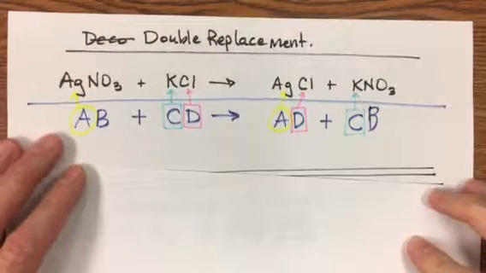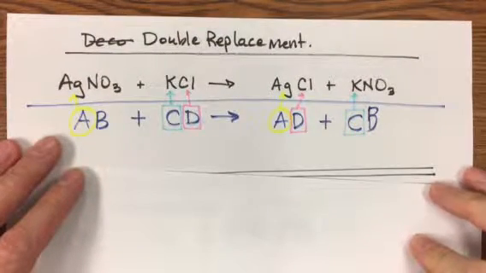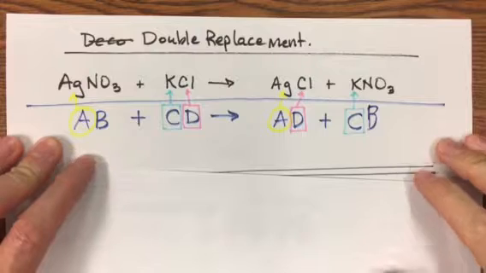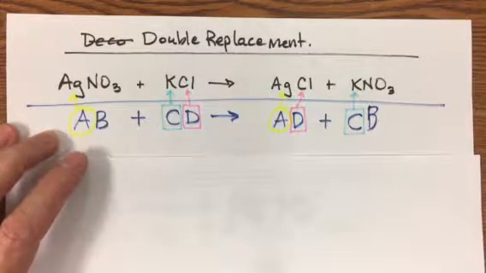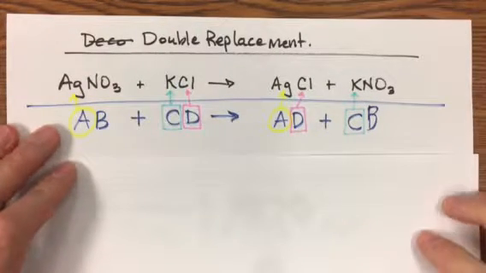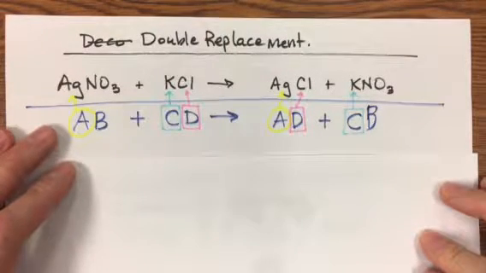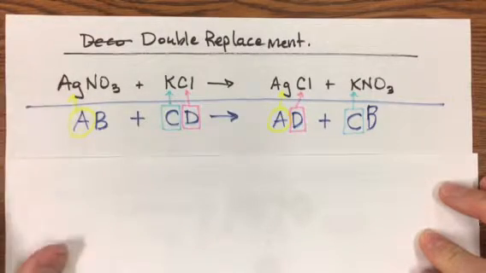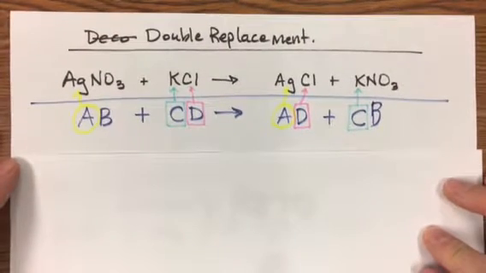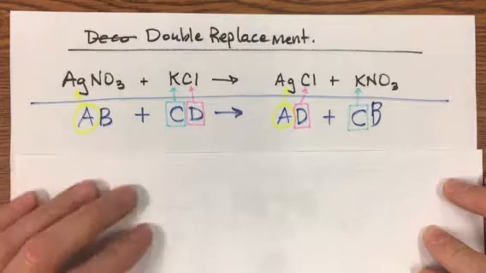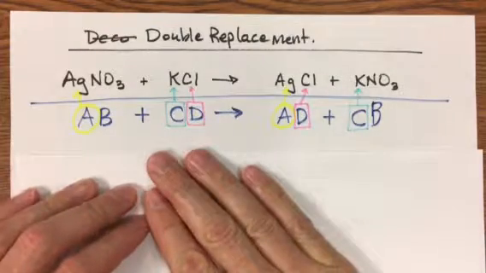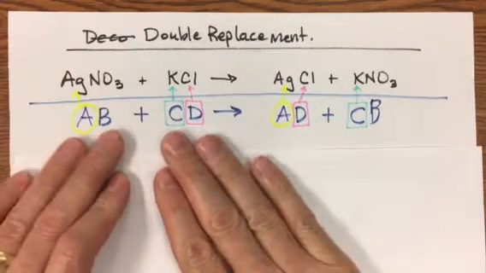If you watched my video on single replacement reactions, you saw that in a single replacement reaction, a single element is taking the place of some other element in a chemical compound. If you understood that, then you understand double replacement, I think, fairly easily. Here it is simply. A double replacement reaction is where you have two compounds.